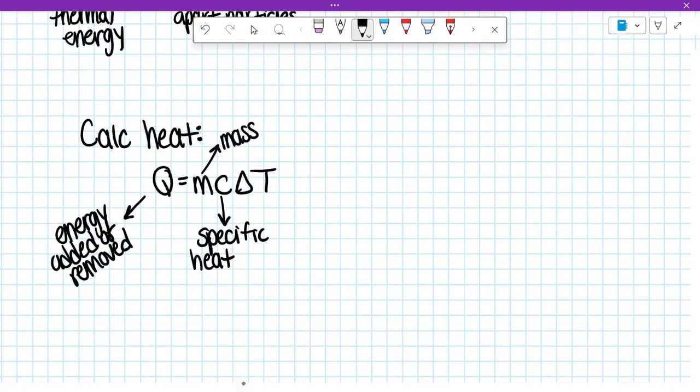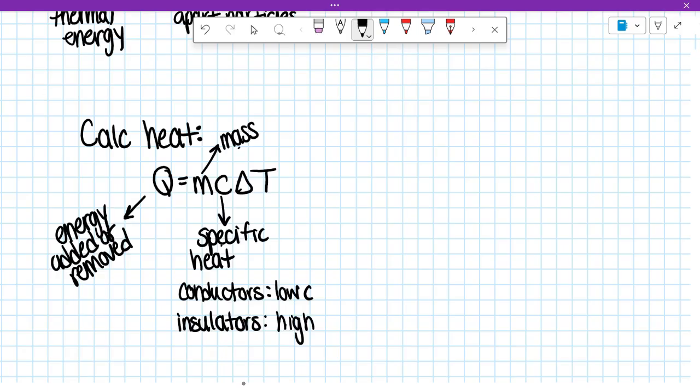Pay attention to the units of specific heat. Sometimes you are given it in grams, which means your mass needs to be in grams. Sometimes you're given it in kilograms, which means your mass needs to be in kilograms. Okay. So conductors of heat, things that are good at moving heat, are going to have a low specific heat, whereas insulators, things that are good at holding their heat, are going to have a higher specific heat. And then delta T, of course, is the change in temperature. So T final minus T initial.